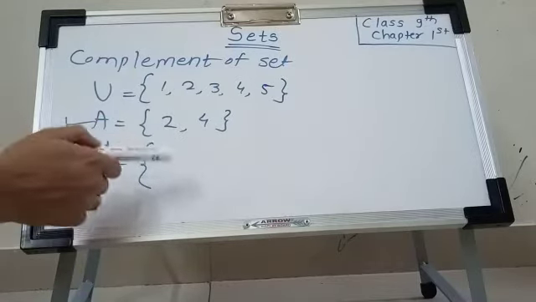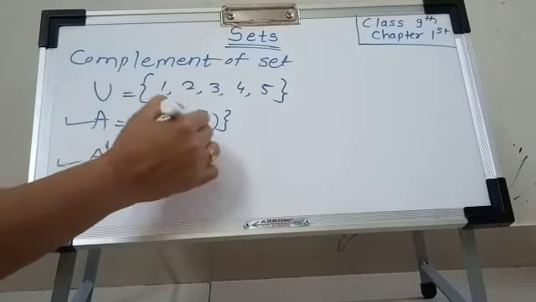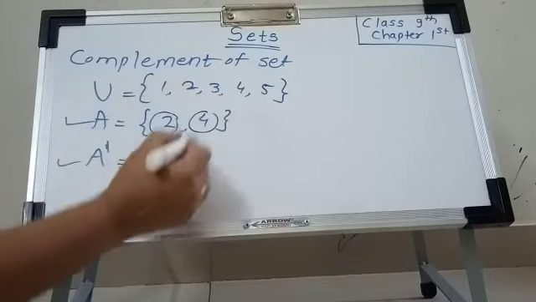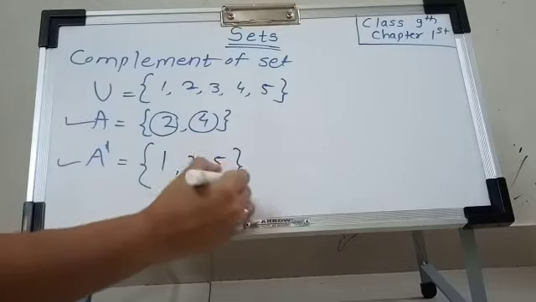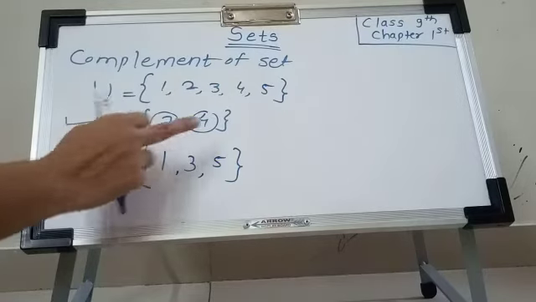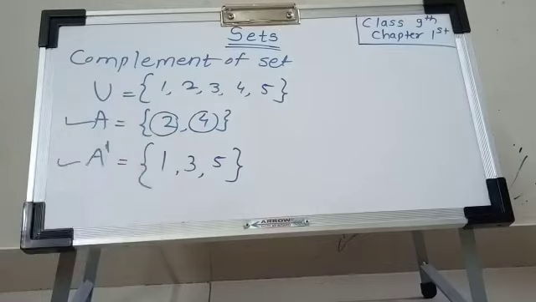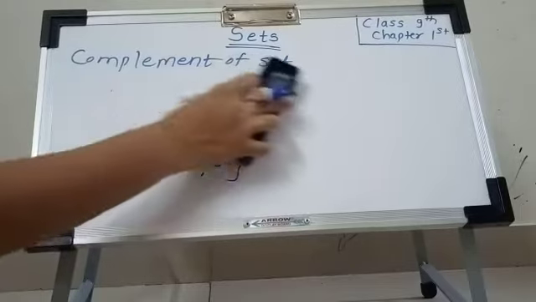Set A has 2 and 4. Remove 2 and 4, and write all the remaining elements: 1, 3 and 5. These elements are the complement. Complement means negative. Remove 2 and 4 and write all the elements from set U, the universal set. This is called the complement of a set.